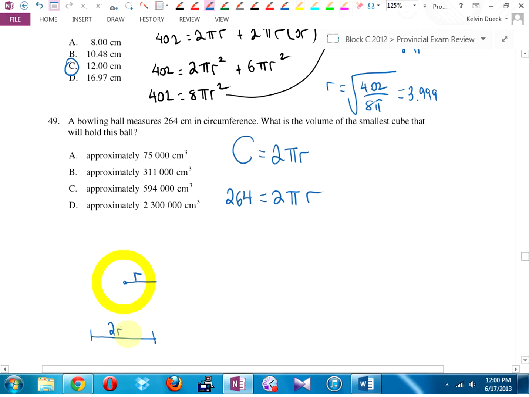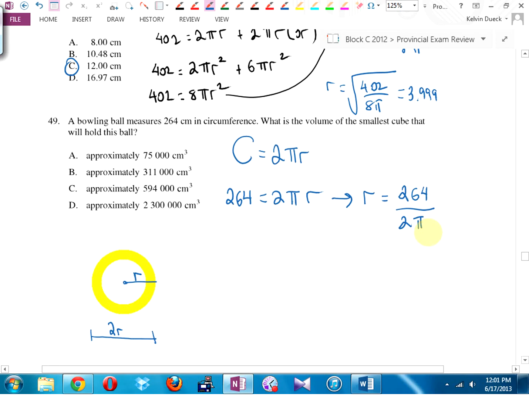What's the 2 doing to the r mathematically? Timesing, so how will I move it over? Divided. And what's the pi doing to the r mathematically? Also timesing, so how will I move it over? Divide. I think r is going to be 264 divided by 2 pi.